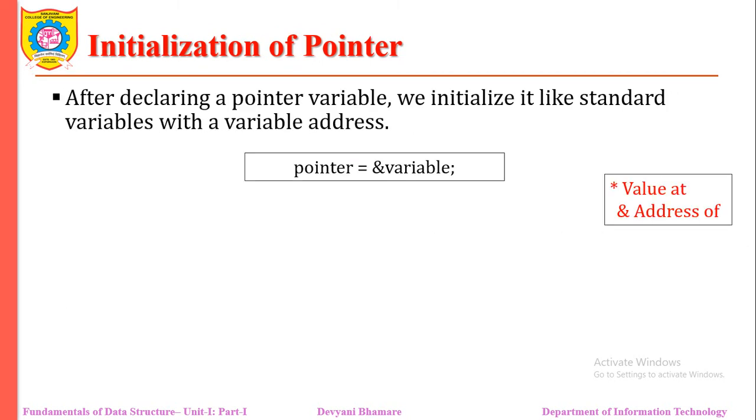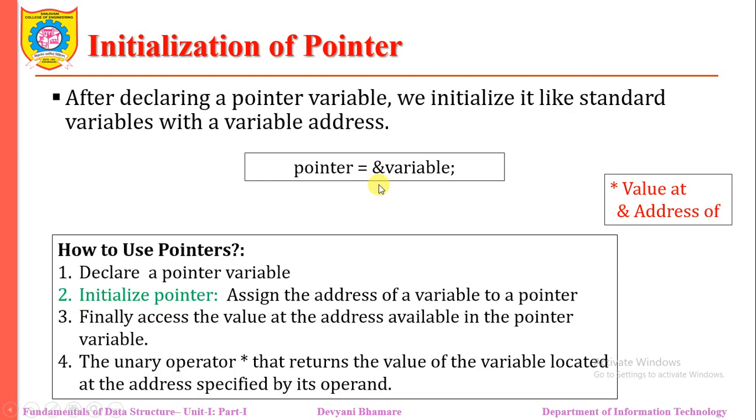Once the pointer is declared, how do we do initialization? For that, we say the pointer is equal to address of variable. So this ampersand is called the address of operator. So how are we going to use the pointer? First of all, we need to declare the pointer. Second thing, we need to initialize the pointer. Then we can access the value which is stored at that particular address.